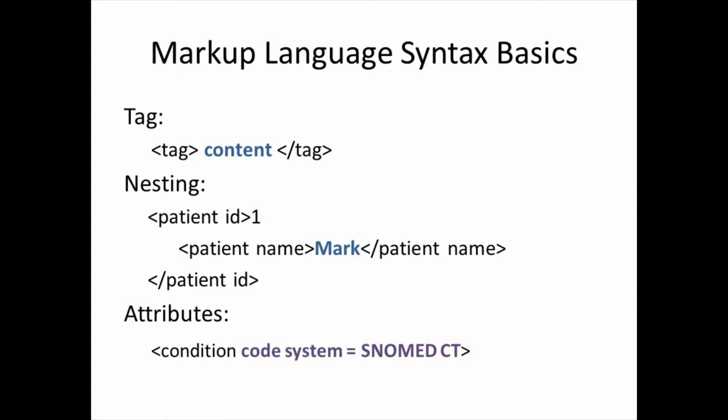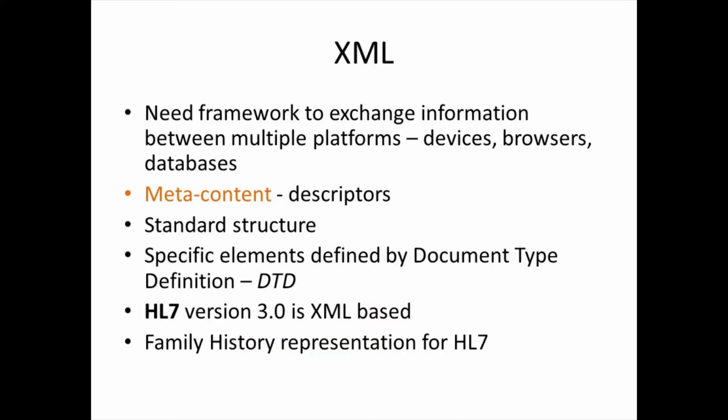Another important part of a markup language is formalization of how we describe attributes. So for example, the SNOMED CT coding system can be used to describe the conditions in a family history. XML, or the extended markup language, is one of the most important types of markup language that's used to store data that's important for bioinformatics. XML is used as a framework for exchanging information between multiple platforms, including devices, browsers, databases, and software applications.